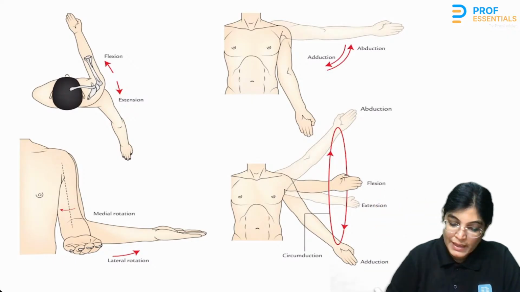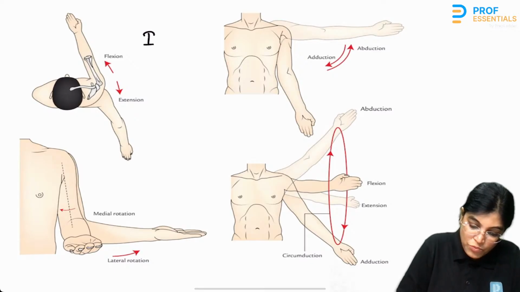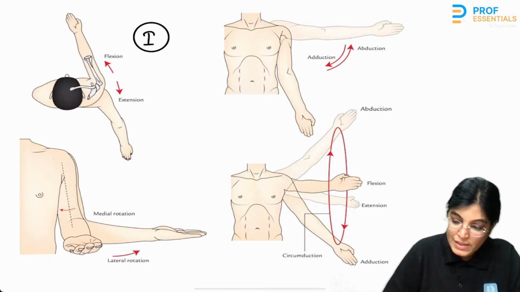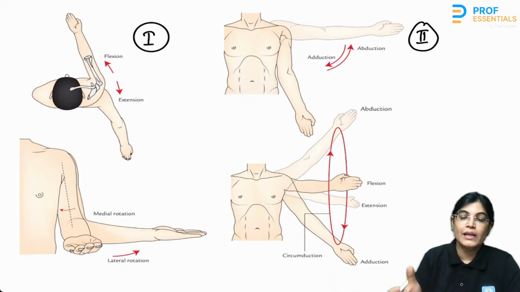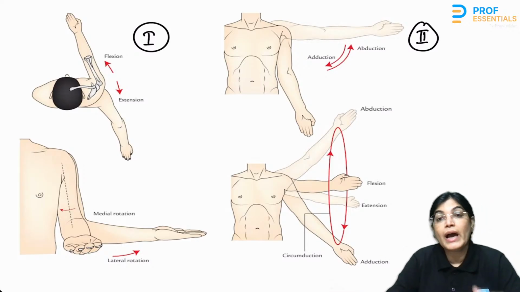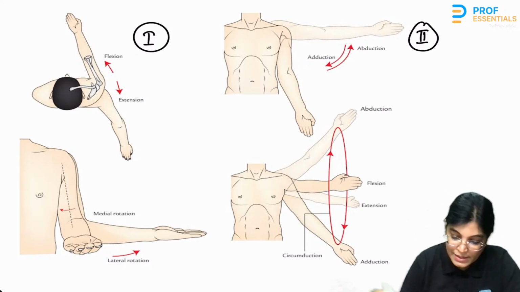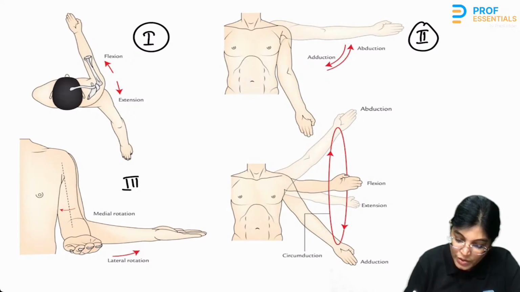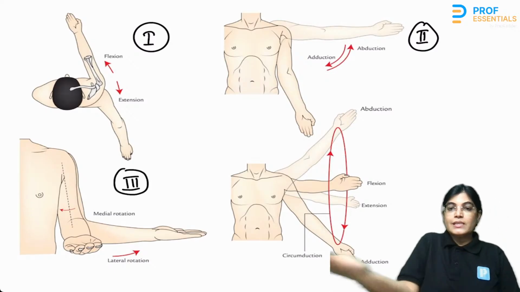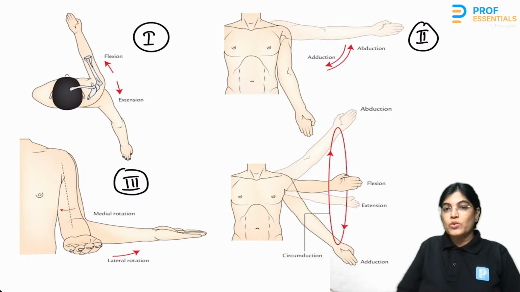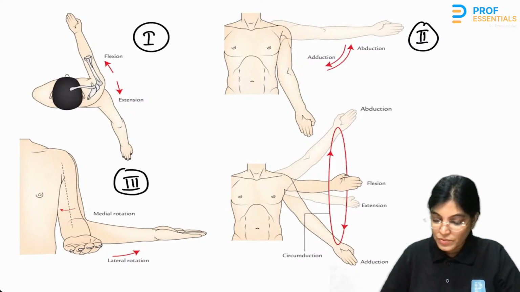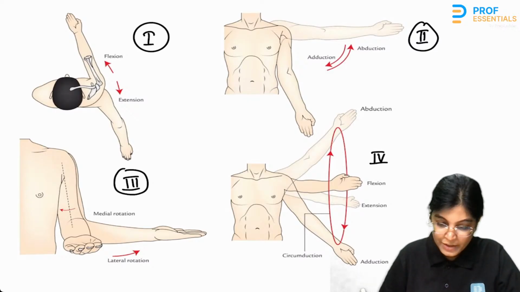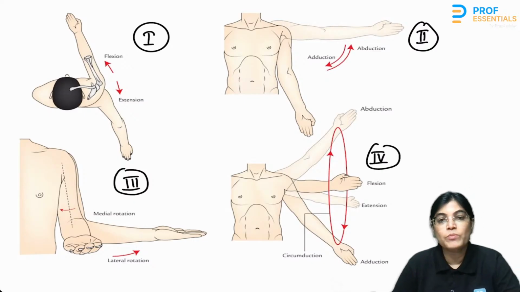Now what about abduction? We have seen the first category of movement, flexion extension. Now coming to the second category, adduction abduction, that occurs along the frontal plane, that is the coronal plane, around the sagittal axis. Now medial and lateral rotation. This is medial rotation and this is lateral rotation. Medial and lateral rotation occur in the transverse plane around the vertical axis, and the combination of all these movements is the circumduction movement, which is important for you to understand.